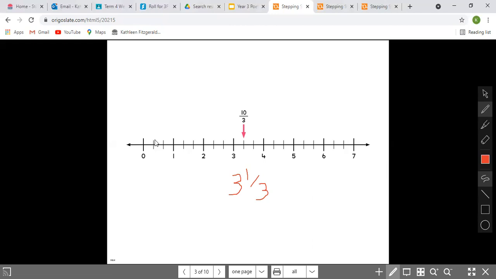So again, we could count 1/3, 2/3, 3/3. Then we change it to 1 whole. 1 and 1/3, 1 and 2/3, 1 and 3/3. Change it to 2 wholes. 2 and 1/3, 2 and 2/3, 2 and 3/3. Change it to 3, 3 and 1/3. That's what we've just done.